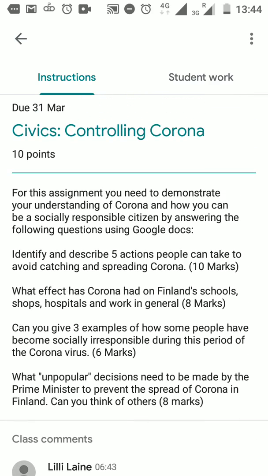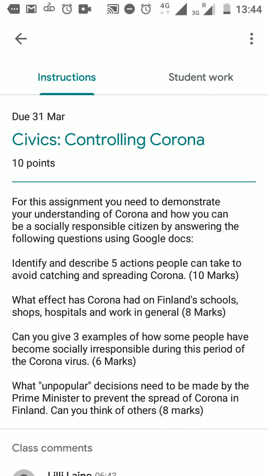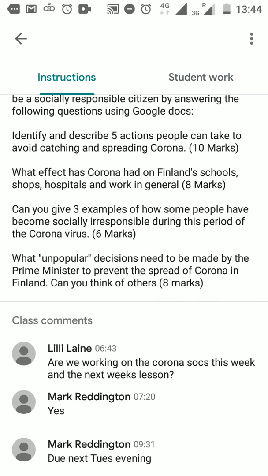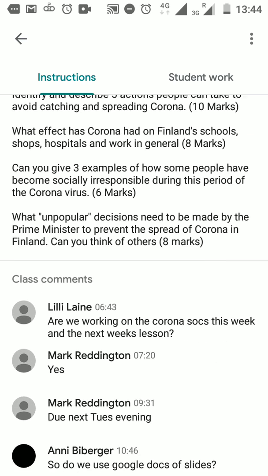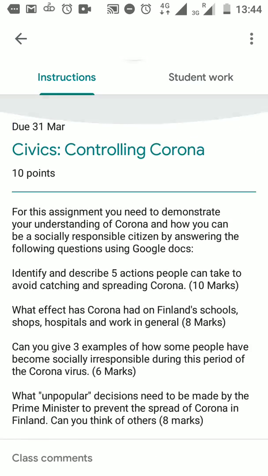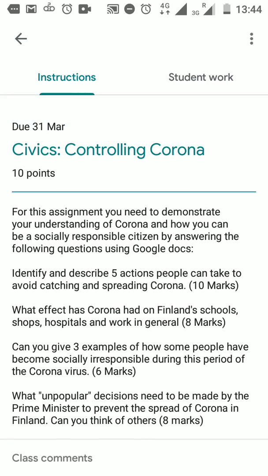Do it in either Google Docs or Google Slides, but please don't do quick bullet points in Google Slides. Do full paragraphs. So you could do that on slide 1, that identify and describe 5 actions. The effect of corona on slide 2, slide 3, slide 4, that kind of thing. All right. And this is part of your assessment. There's a mark out of 10 points for it. Deadline is next Tuesday.